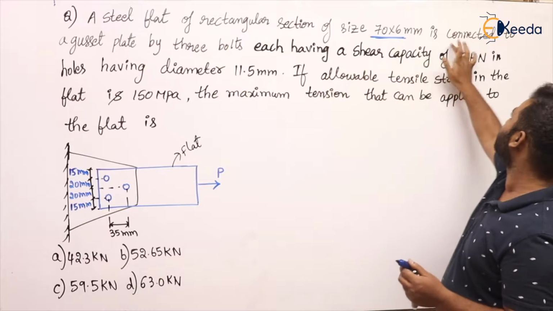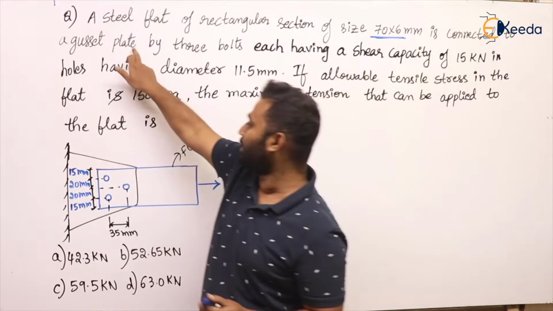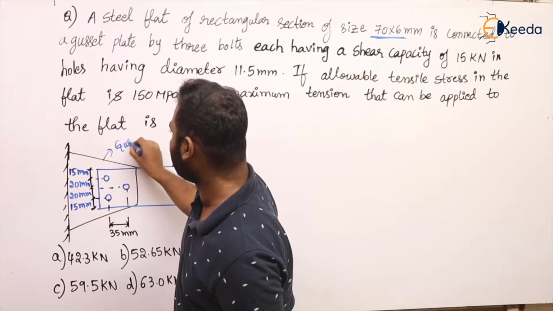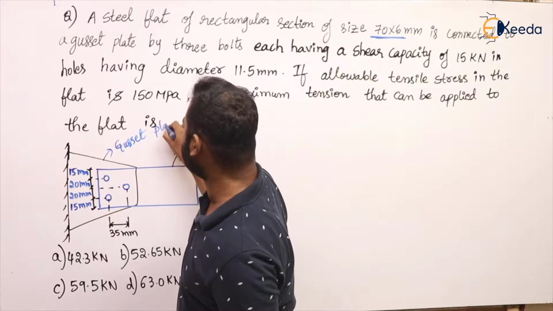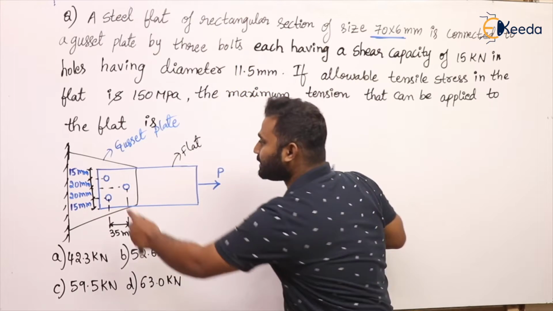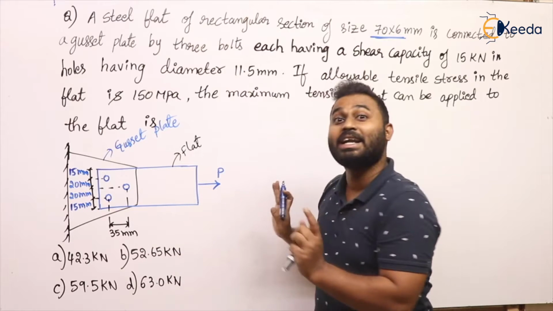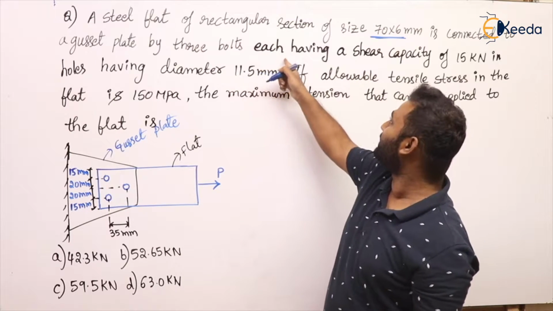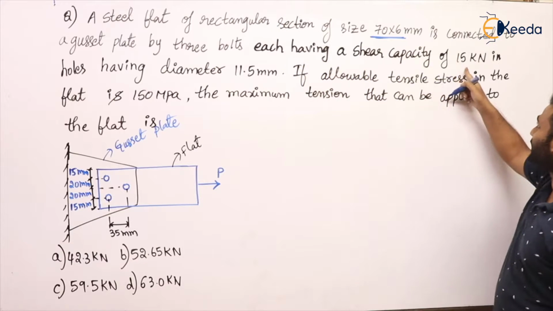The steel flat is connected to a gusset plate. This is the gusset plate, by 3 bolts. See here, these 3 bolts are arranged in a diamond pattern. So 3 bolts, each having a shear capacity of 15 kilonewton.